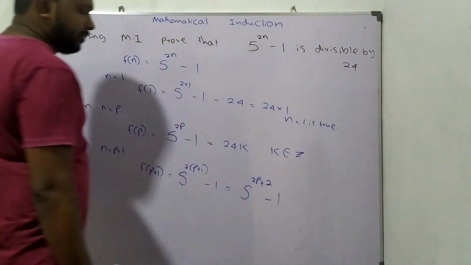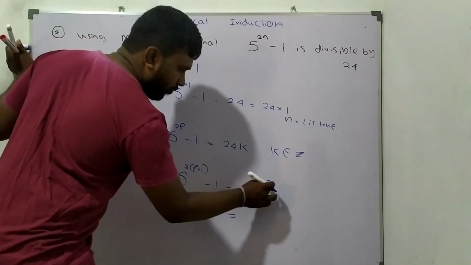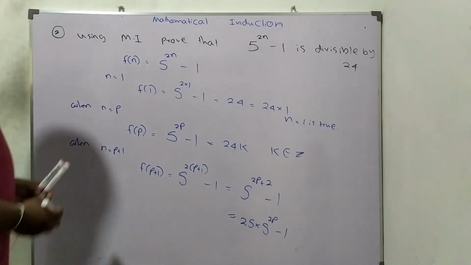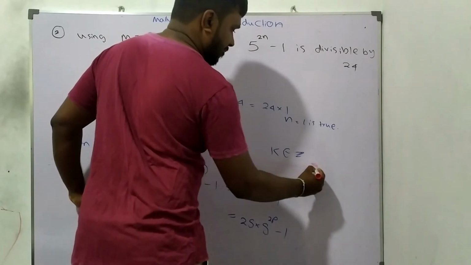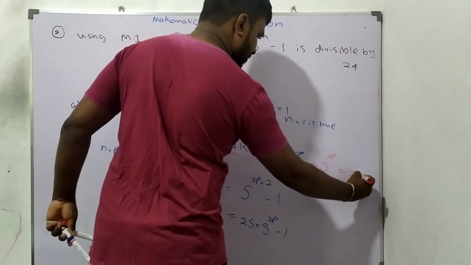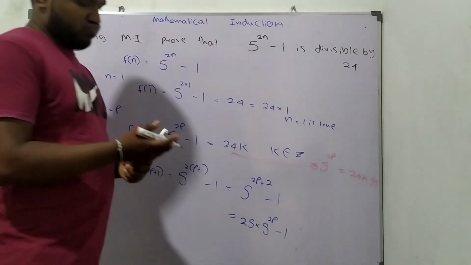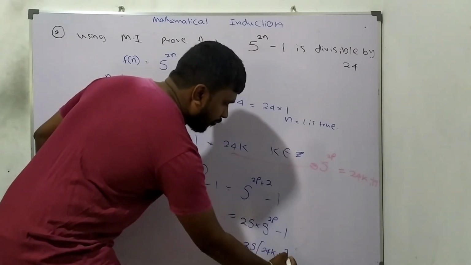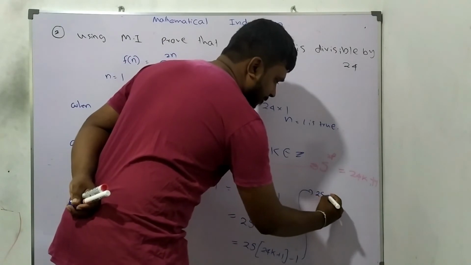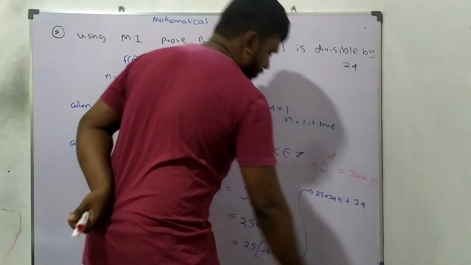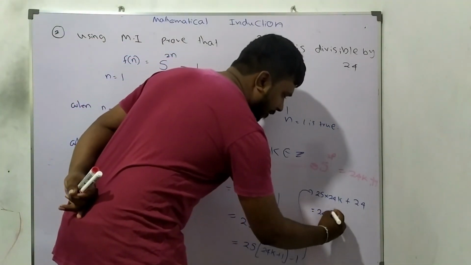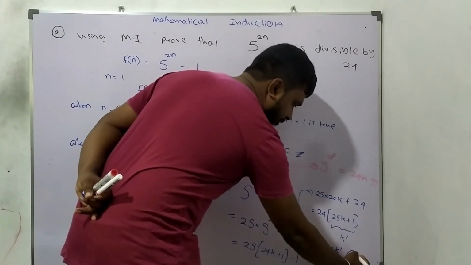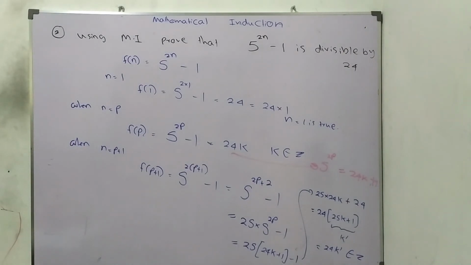So I'm going to simplify it: 5^(2p+2) minus 1, and we can write 5^2 like 25, so 25 into 5^(2p) minus 1. 5^(2p) can be replaced by 24k plus 1. You can see there's a pattern now, same as the first question. 25 into 24k plus 25 minus 1. 24 can be taken out: 24 times (25k plus 1). This is k dash. 24k dash is exactly divisible by 24. Therefore, n equals p plus 1 is also true.